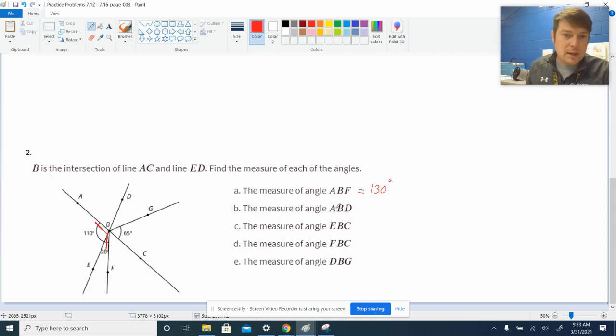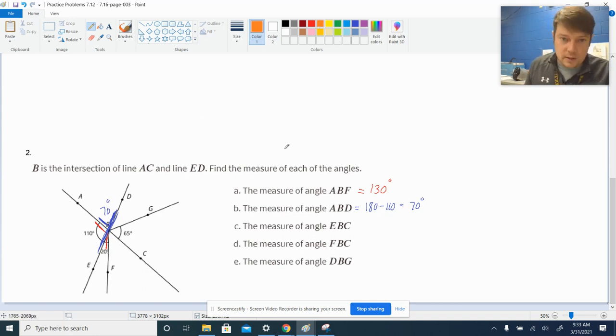Measure of angle ABD. ABD is this angle right here, and it is supplementary to the 110. So it would be equal to 180 minus 110, which is equal to 70 degrees. Since they're supplementary, we know that this is 70 degrees because they make 180 together.